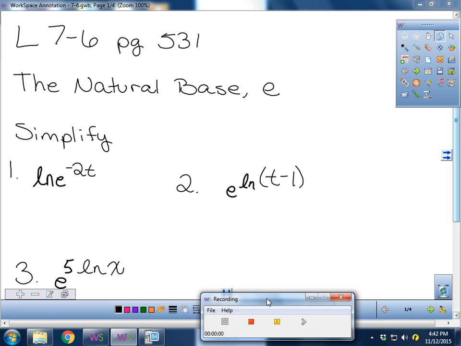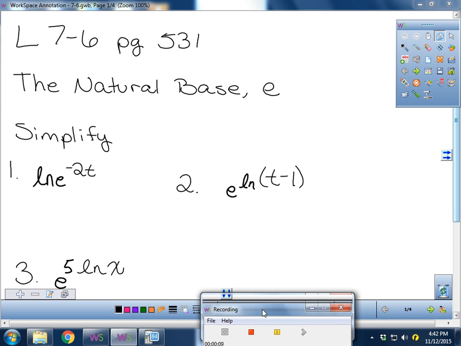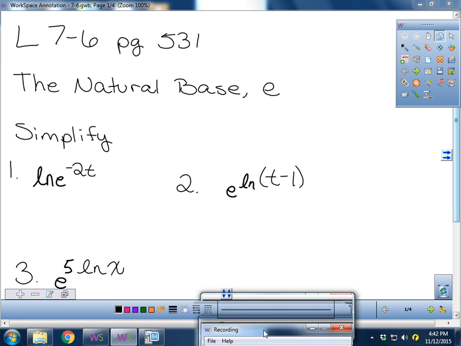All right, so we're going to finish up Chapter 7 by talking about the natural base e. Just to clarify here, e is not a letter or a variable. e is a number, just like pi is a number or i is an imaginary number. e is also a number.